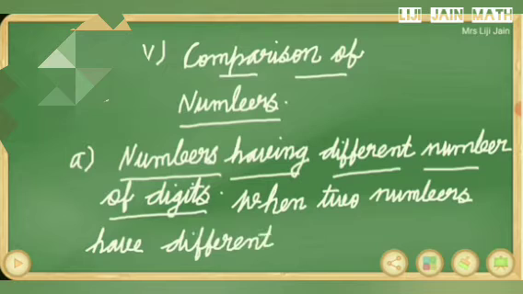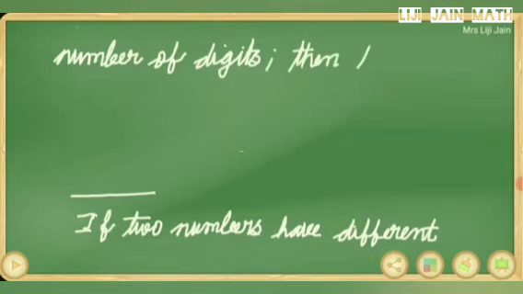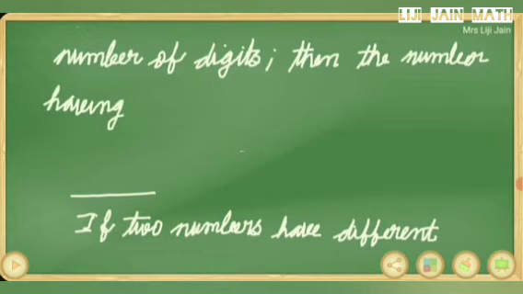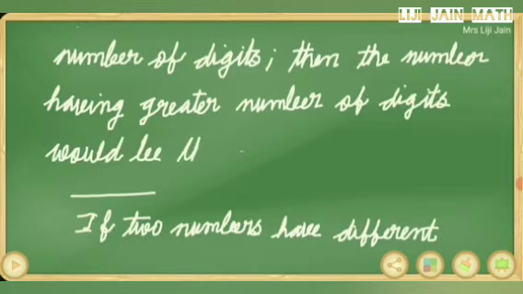then the number having greater number of digits would be the greater number.